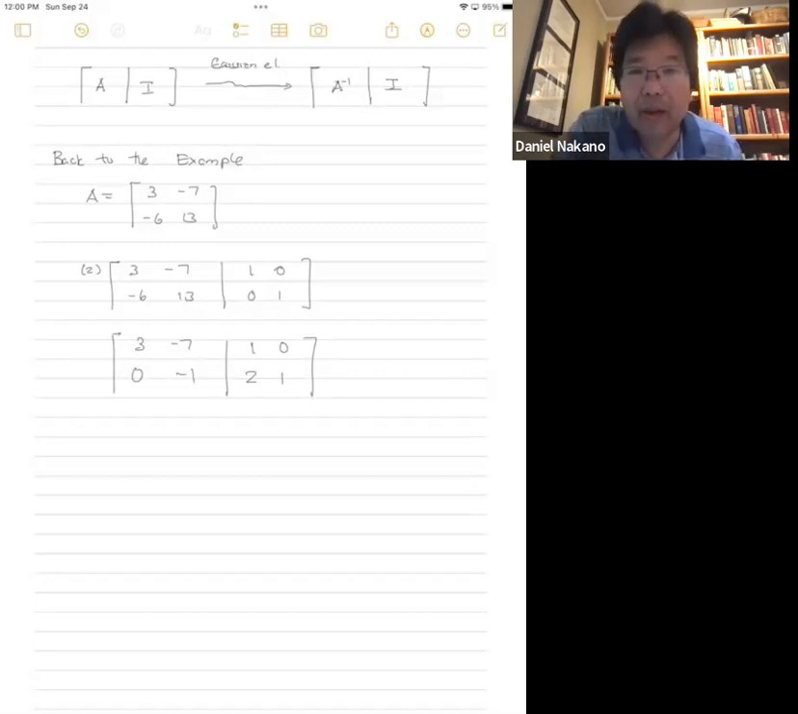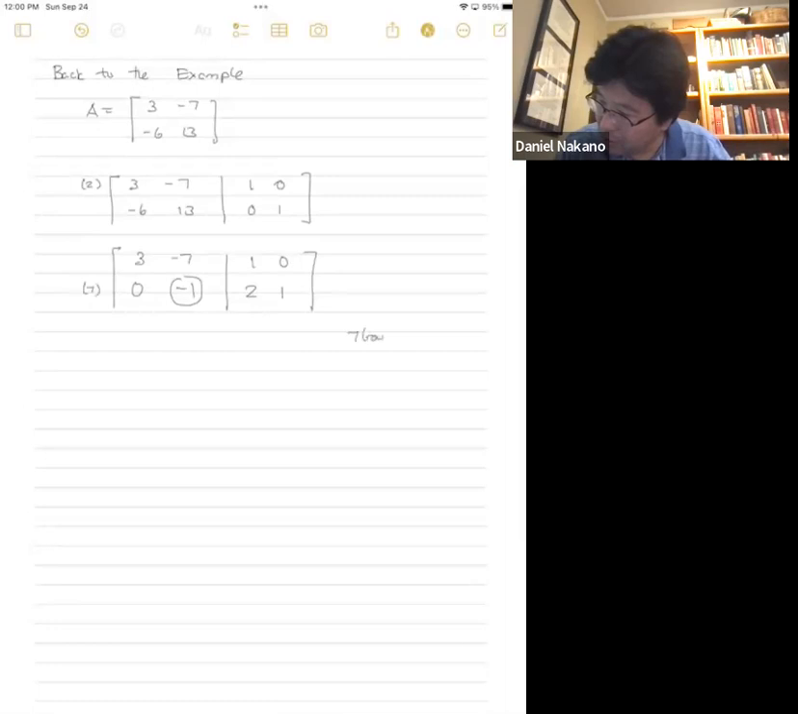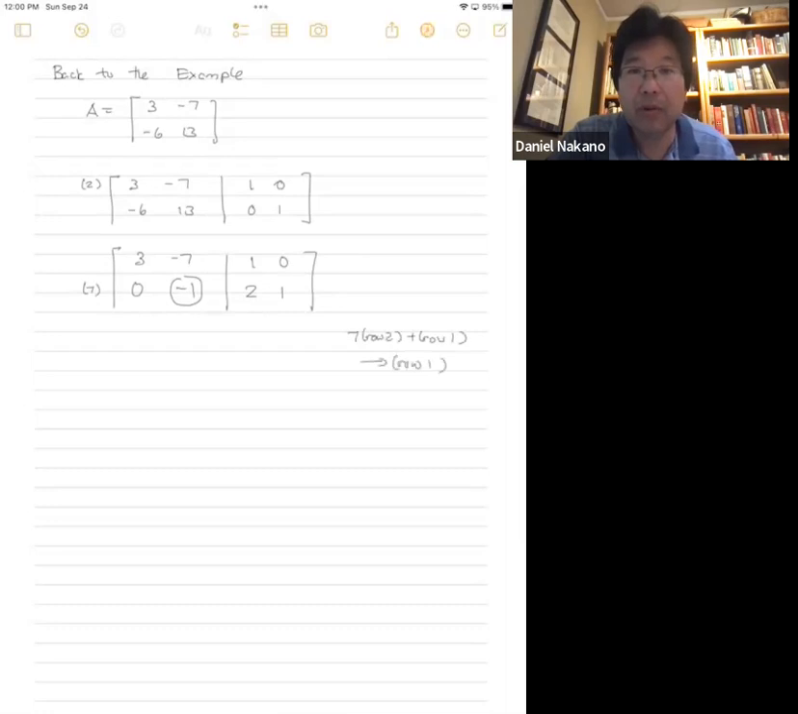Now the thing is, I want to eliminate the minus 7 next, because remember, I want the identity matrix to be on the left-hand side. So basically, I want to use this thing as a pivot, and then I want to go up. So I'll multiply the second row by 7. Let me write this step down: 7 times row 2 plus row 1, and I'm going to insert this into row 1. That's the procedure I'm going to do next to knock out the minus 7.